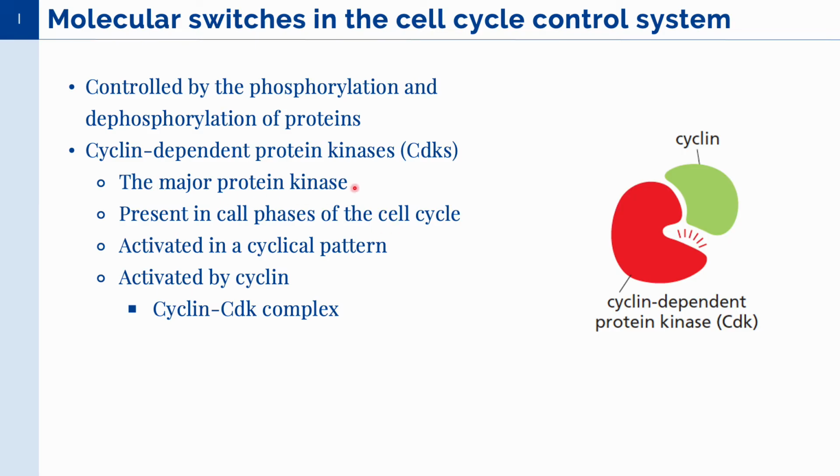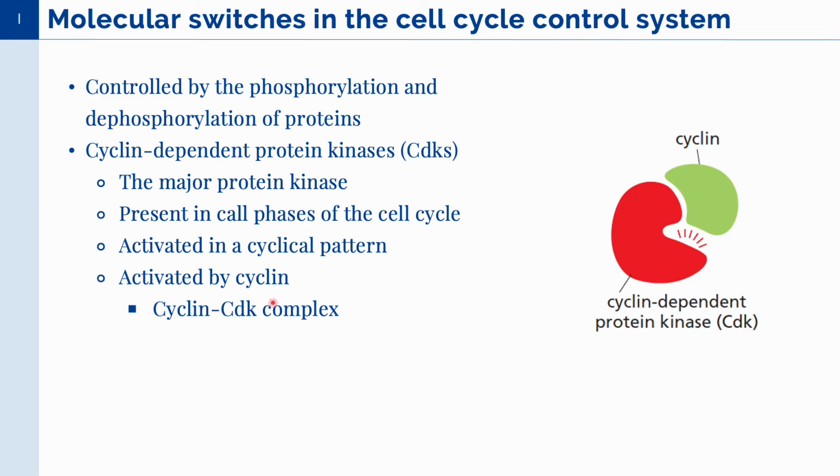Again, a kinase is a protein that phosphorylates other proteins or transfers a phosphate group to them. Now, the CDKs are present in all phases of the cell cycle. And here we can see an example of our cyclin-dependent protein kinase, or CDK. So even though they are present in all phases of the cell cycle, they can only be activated at certain times in what we call a cyclical pattern. So there are times when they are activated and there are times when they are inactivated.